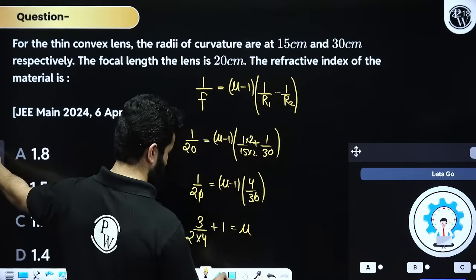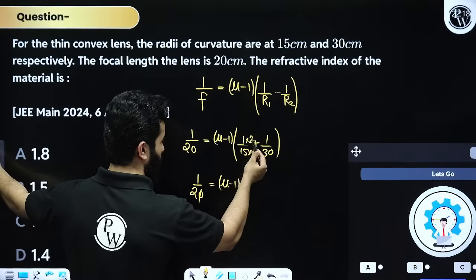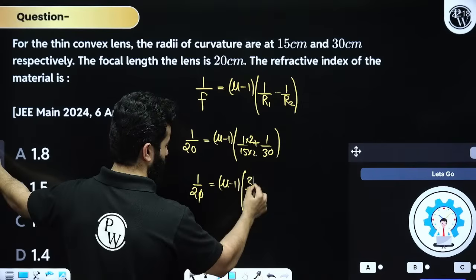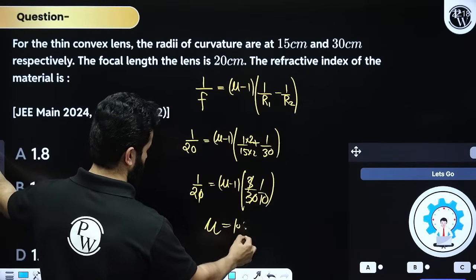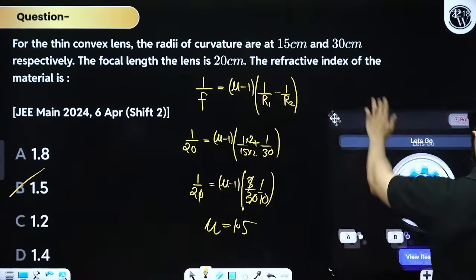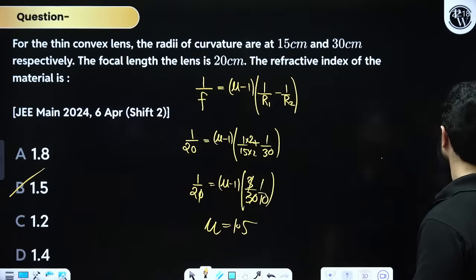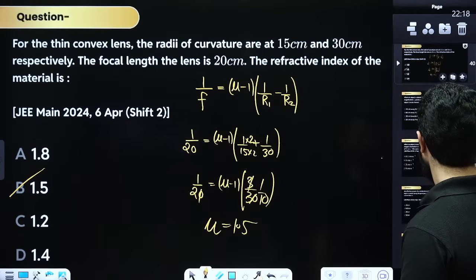Okay. Mistake. This has to be 2, so this will become 3 by 30. That is 1 by 10. Fine. Mu is equal to 1.5. Defeat accepted. B option is absolutely correct. Correct. B option is absolutely correct. Okay. Fine. Moving on to the next question.